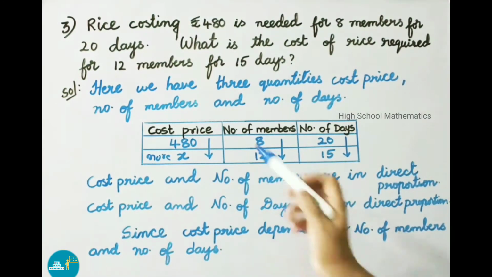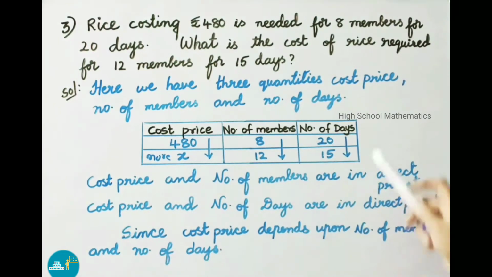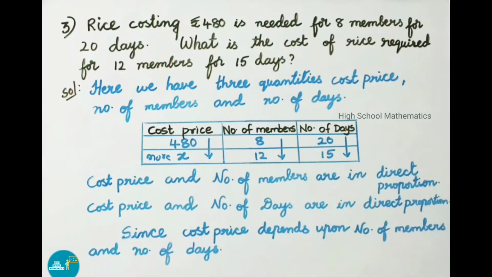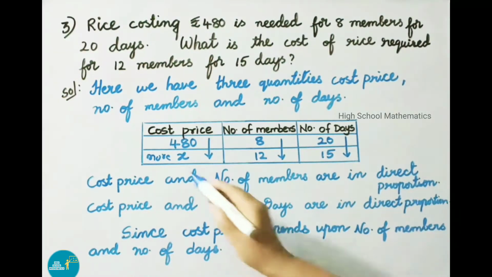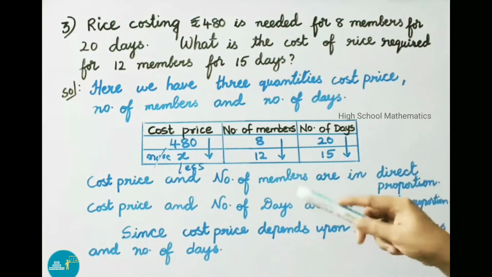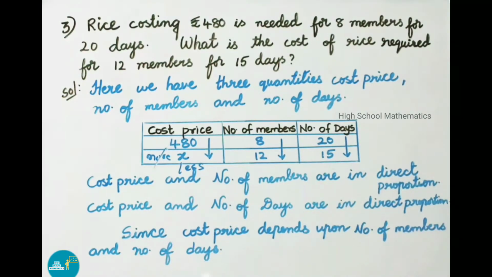Now let us compare cost price and number of days. For 20 days, rice of cost price 480 rupees is required. For 15 days, rice of less cost price will be required. That is, more days, more cost price; less days, less cost price is required. So number of days and cost price both are in direct proportion. So we indicate with the same arrow, that is the downward arrow. Therefore cost price and number of days are in direct proportion.